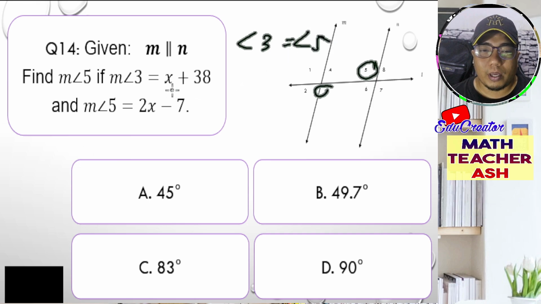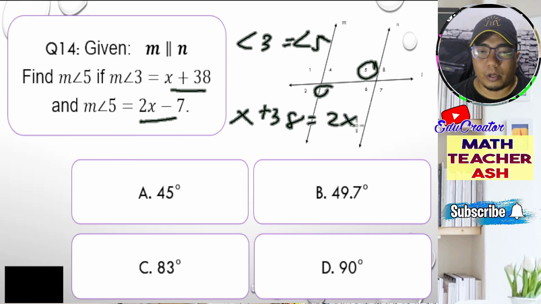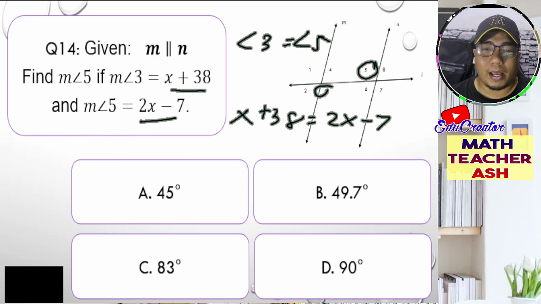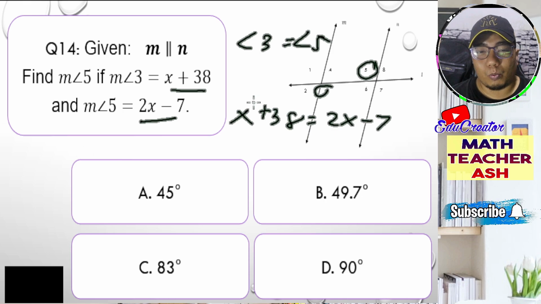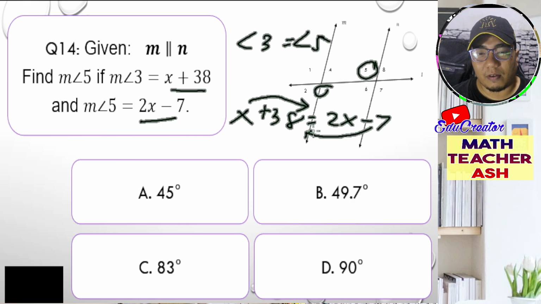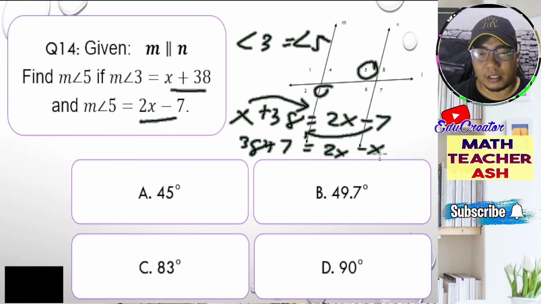So therefore, we can equate these two given expressions. We have here x plus 38 is equal to 2x minus 7. And then let's apply the algebraic solution, and that is combining like terms. We will transpose the x to the right side of the equation, and we will transpose the negative 7 to the left side of the equation, giving 38 plus 7, and here we have 2x minus x, and that will give us x is equal to 38 plus 7, that is 45.